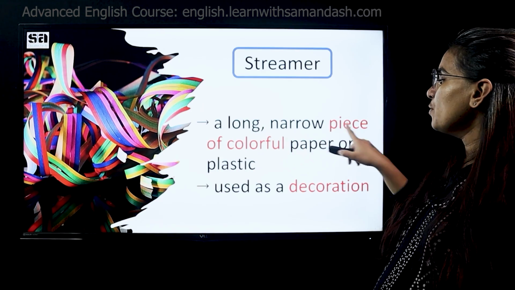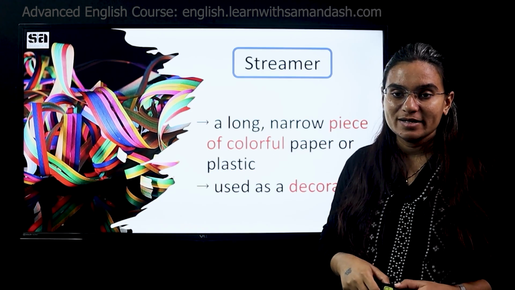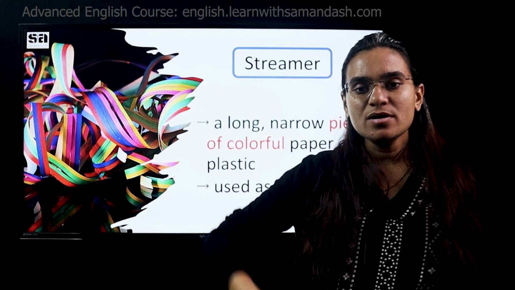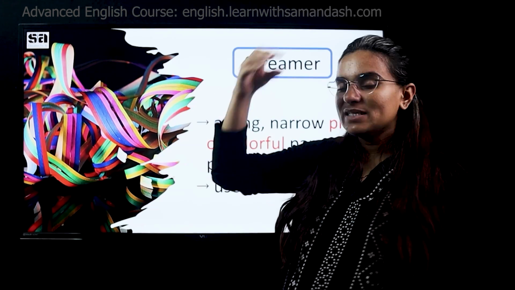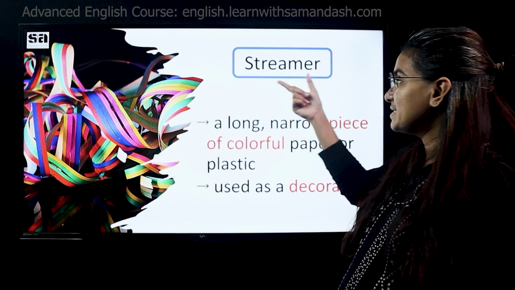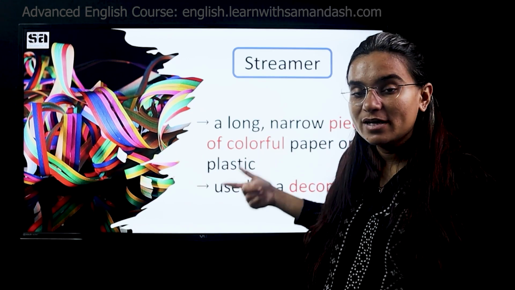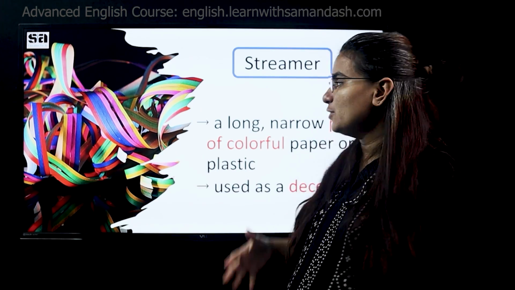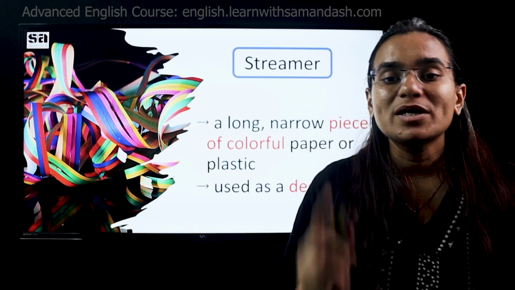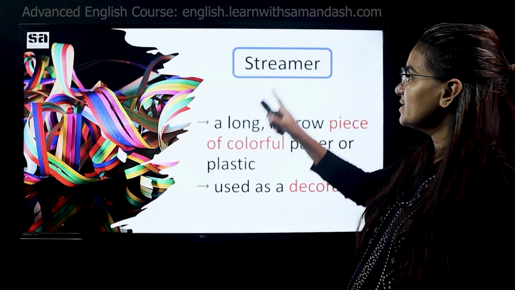These are long, narrow pieces of colorful paper or plastic. You might have seen in birthday decorations that they hang pieces of paper or plastic from the ceiling, and these pieces are called streamers. So next time you're going to somebody's party or attending an event, and you see this kind of decoration, you would know the right word for it. The right word is streamer.